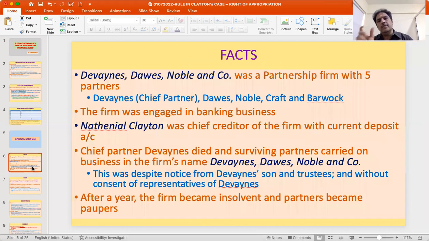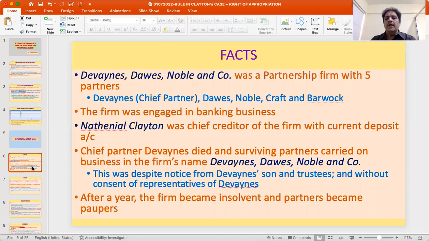So here, Devines, Daves, Noble and Co. is a partnership firm with five partners. Devines was the chief partner. Daves, Noble, Kraft and Barbock were the other partners. And what was the business it was engaged in? It was engaged in the banking business. So automatically when you're doing banking business, you will have current accounts of customers, then you will be giving loans. So here, Nathaniel Clayton was the chief creditor of the firm with a current deposit account.